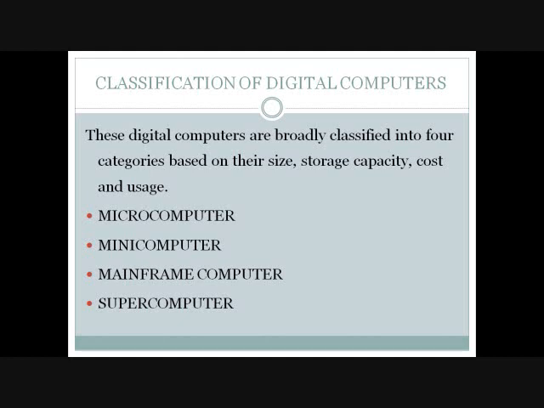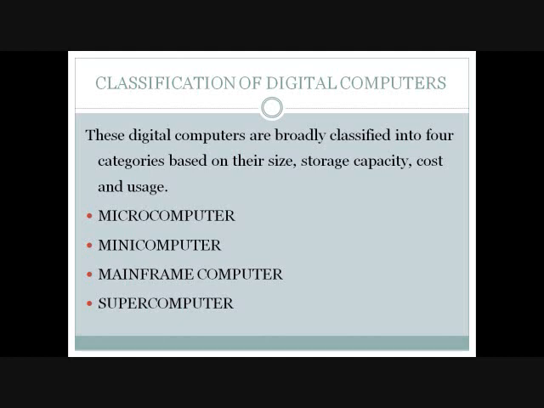classification of digital computers according to their size, memory, usage and storage capacity. They are divided into 4, that is microcomputer, mini computer, mainframe computer and supercomputers. Microcomputers work on a single microprocessor. They are a personal computer, or we call it a PC. Then mini computers, they serve as servers or multi-user systems. They are larger than the microcomputers.